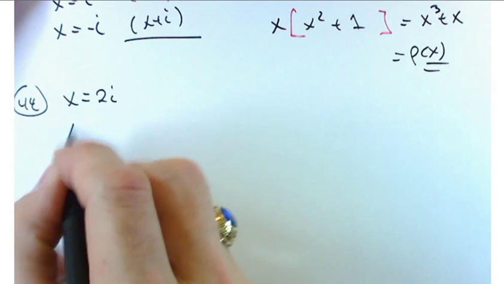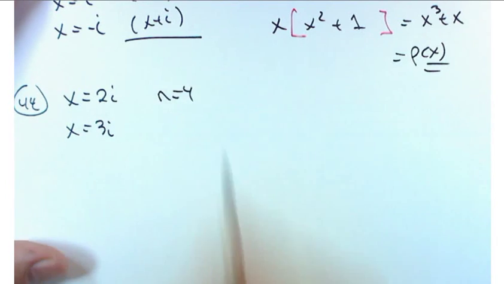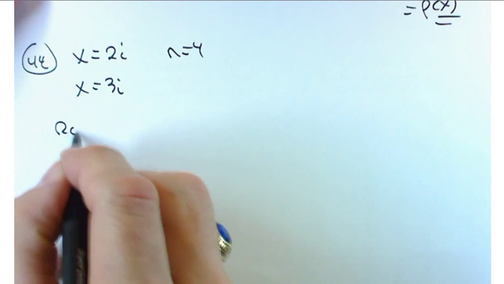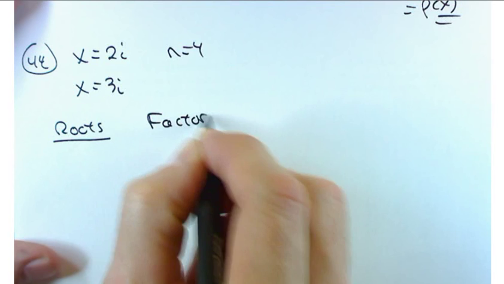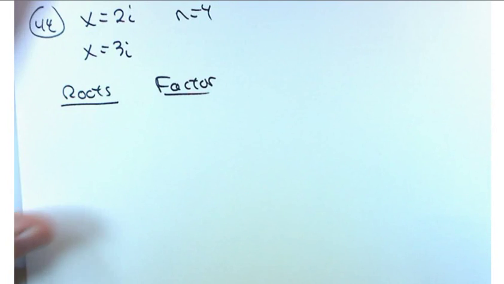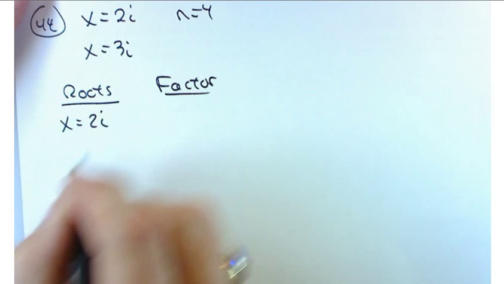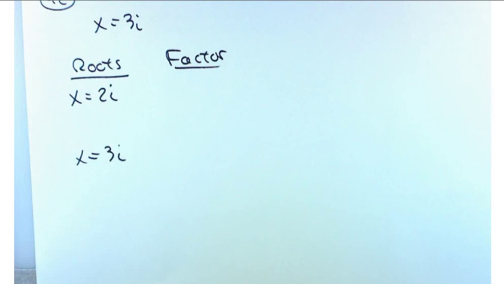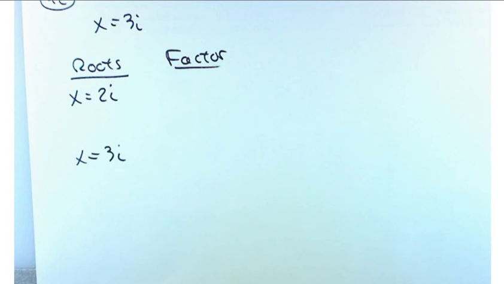x equals 2i, x equals 3i, and n equals 4. Let me make that same list that we did just a minute ago. Roots, and then factors. We have a root at x equals 2i and x equals 3i. If you notice, I gave myself a generous amount of space between the 2i and the 3i. Any suggestion as to why? Why did I leave that space?